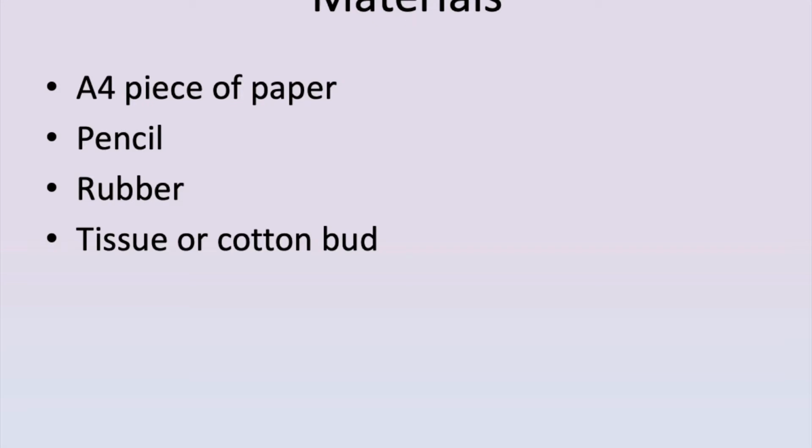Okay, so the materials that you're going to need for this lesson are some paper. If you don't have an A4 piece of paper, that's fine. You'll need a pencil, you'll need a rubber, and you'll need either a cotton wool bud or some tissue. That will also work for blending in the areas. If you want to pause this while you go and get your materials, that's fine. And I'm going to start showing you a short video of how to draw the nose.